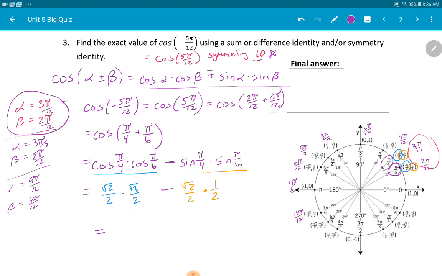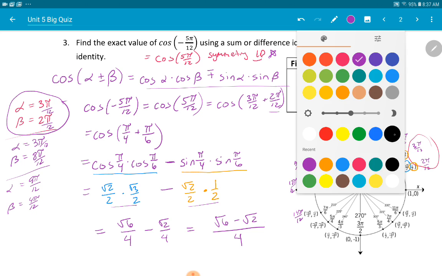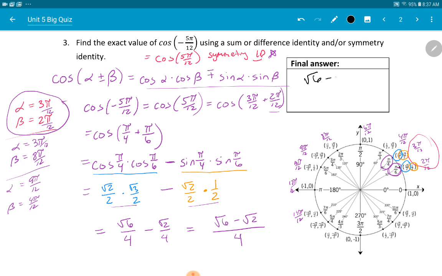And that gives me radical 6 over 2 minus radical 2 over 2, which I can combine into one fraction of radical 6 minus radical 2 all over 4, I'm sorry. When I multiply these fractions, 2 times 2 gives me 4, and for this one, 2 times 2 gives me 4. So my denominator is 4. That's a final answer, so I will write that in my final answer box. Radical 6 minus radical 2 over 4. That is simplified and complete.